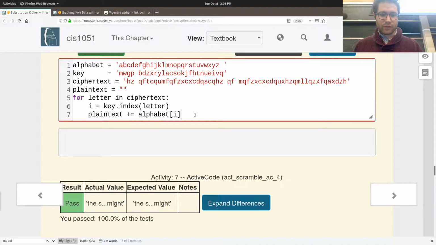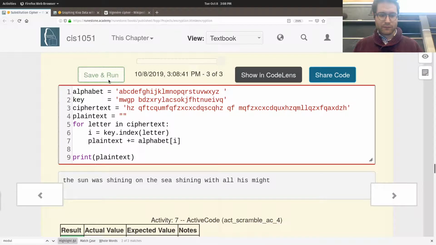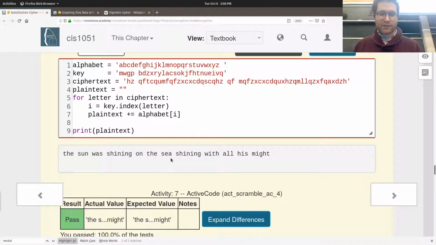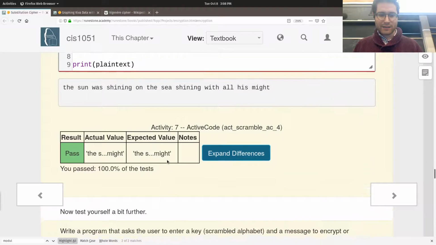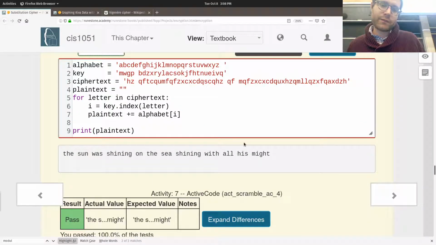And let's go ahead and see what we did. I passed the exam, but I have no idea what it is. So plaintext: the sun was shining on the sea, shining with all his might. So that's basically the basis for encryption here.